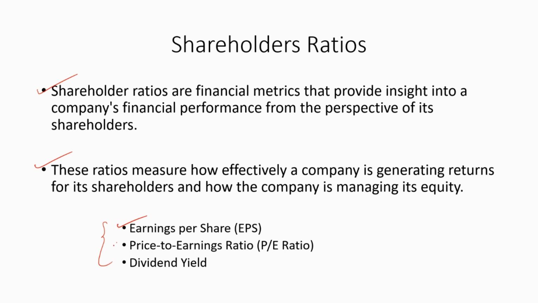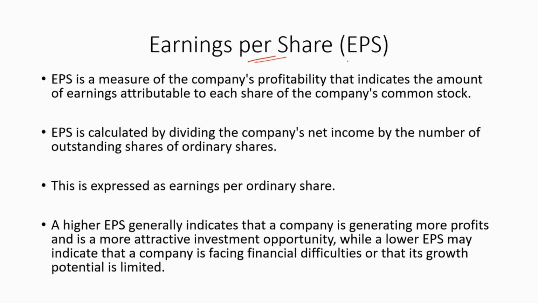Earnings per share, price to earnings ratio, dividend yield. Earnings per share, EPS. Earnings per share is a measure of the company's profitability that indicates the amount of earnings attributable to each share of the company's common stock. Common stock means ordinary shares. Earnings per share is calculated by dividing the company's net income by the number of outstanding ordinary shares. This is expressed as earnings per ordinary share.